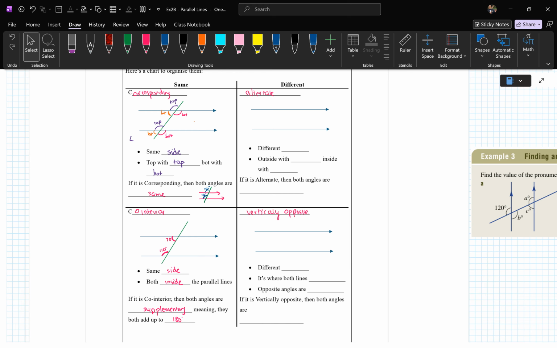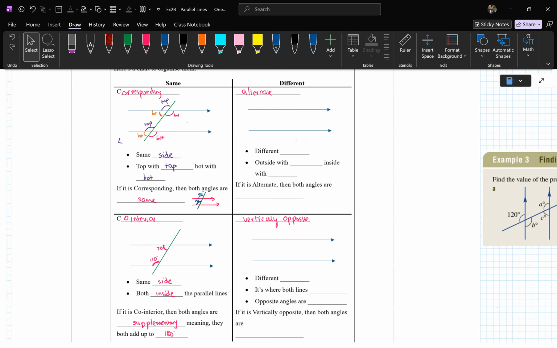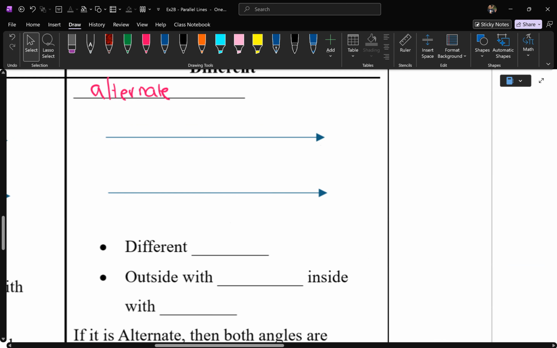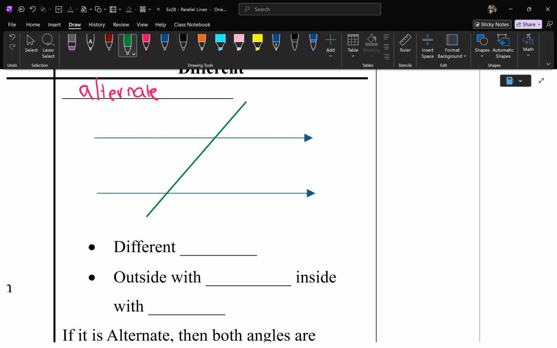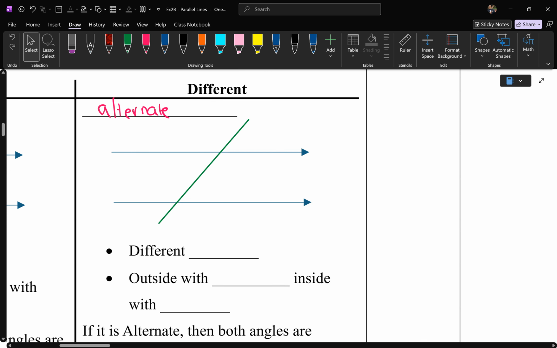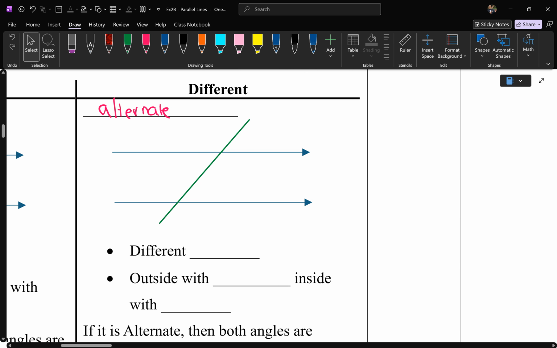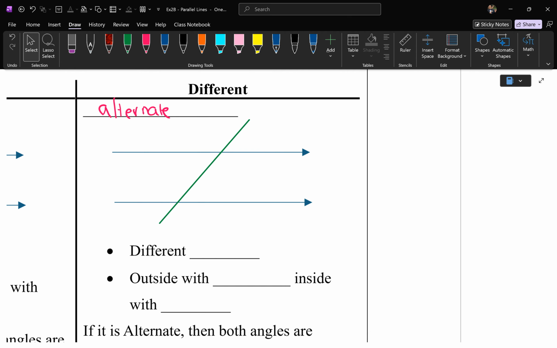All right, let's now look at alternate. So alternate is the second hardest one because it's very similar to corresponding, but they're not on the same side. So here we go. I'm going to zoom in for alternate. Let's draw another transversal line. So I've got the left side, I've got the right side. Notice it's under the column of different. So that means the two angles you have, one has to be on the left, one has to be on the right. They can't be on the same side.